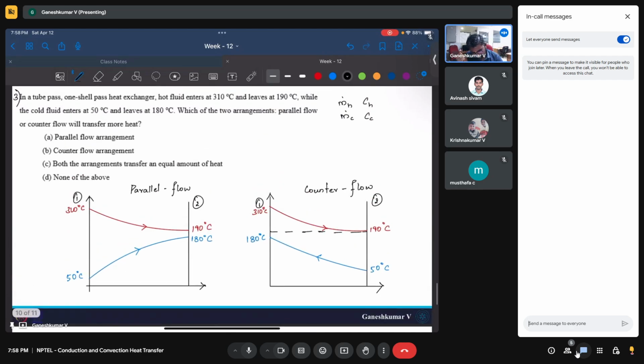So the answer to this problem is simple. The temperatures are given. Whether you put in a parallel flow heat exchanger or a counter flow heat exchanger doesn't matter. The heat transfer is going to be the same. Both arrangements transfer the equal amount of heat. So that is no. I hope it's clear.